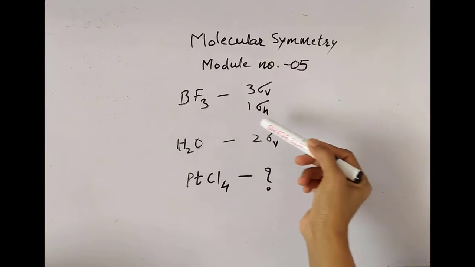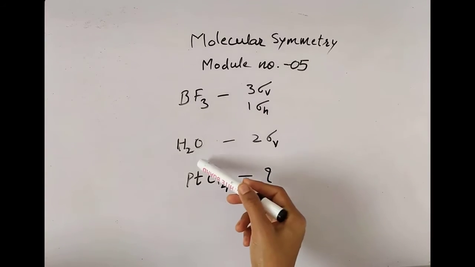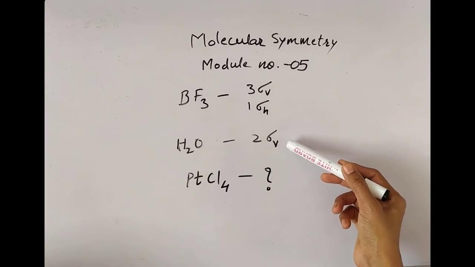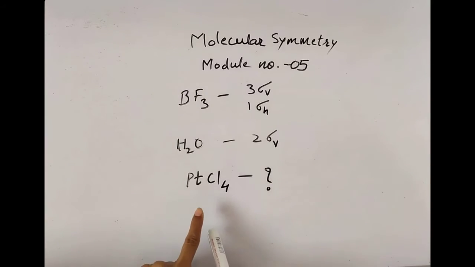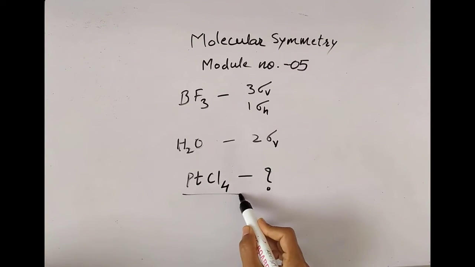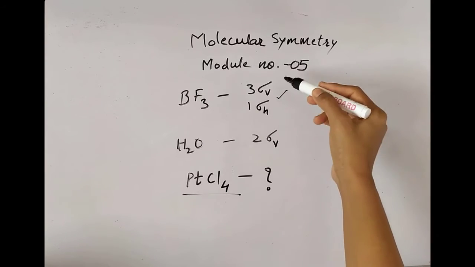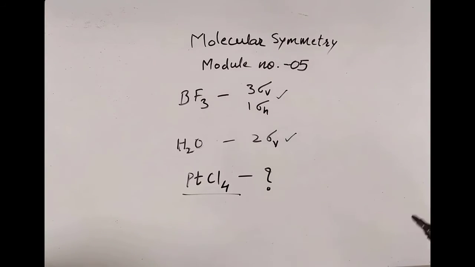In BF3 we have got 3 sigma V's, 1 sigma H. In water we have got 2 sigma V's, and now we have to find out which and how many planes are present in PtCl4 molecule. Before proceeding toward this, it will be better if you clear your concept about this plane and this plane.